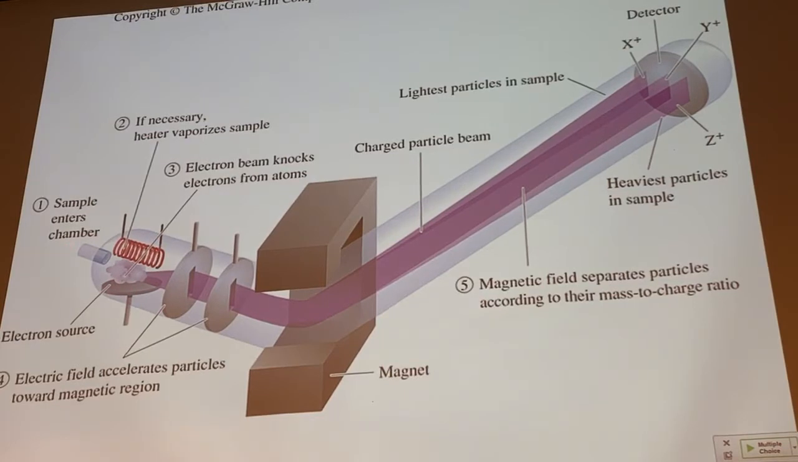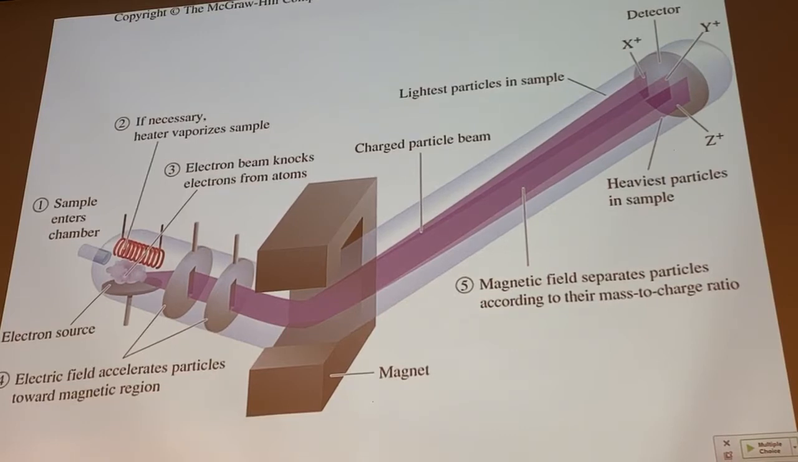The sample is introduced to a chamber. The electron beam knocks an electron off of the atoms, forming ions. An electric field accelerates those particles into a magnetic field, and the magnetic field causes the charged particles to bend. Okay, the path of those particles is bent towards the magnet. And so the amount of bend in the path is related to what is known as the mass to charge ratio, which is referred to as M over Z. M is the mass, Z is the charge.